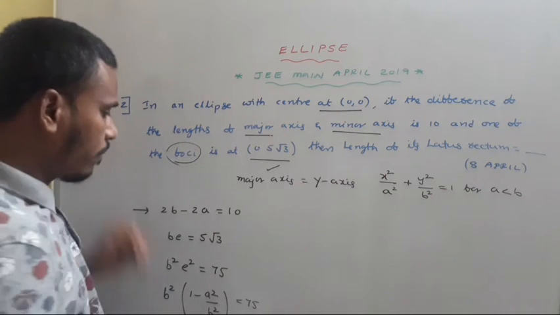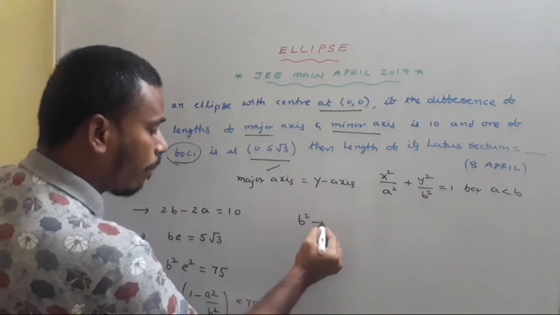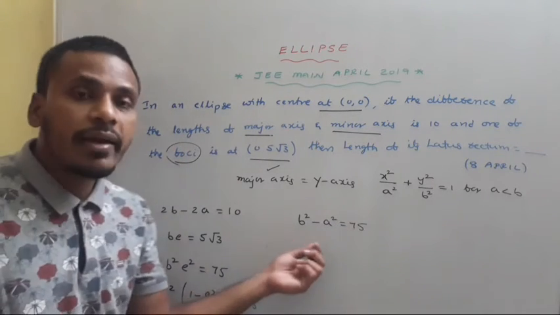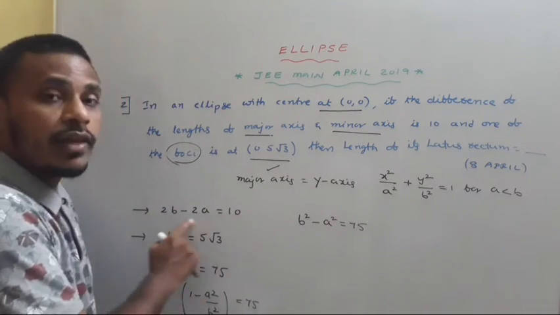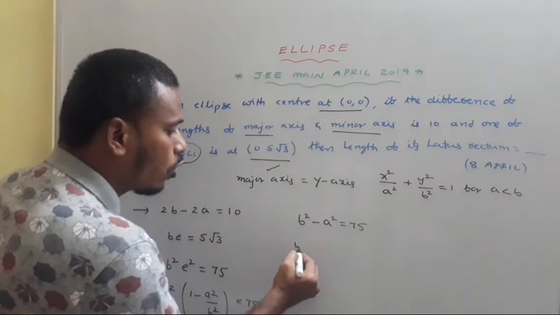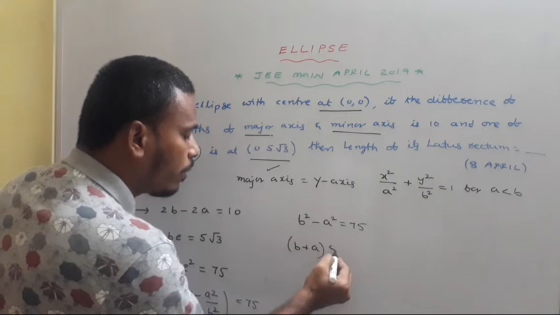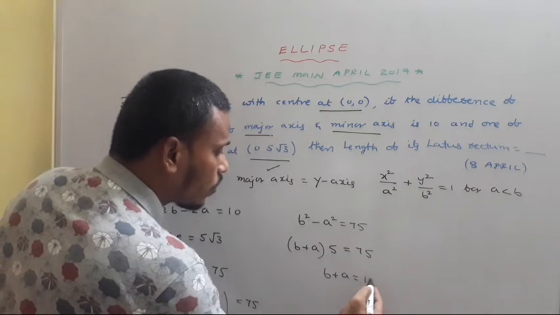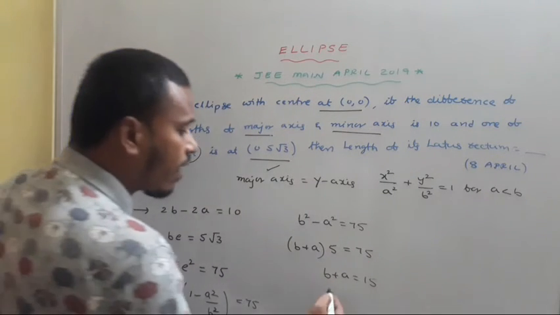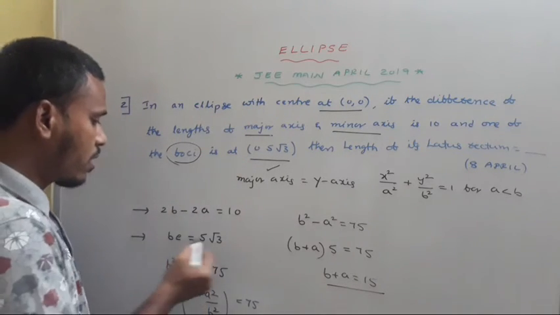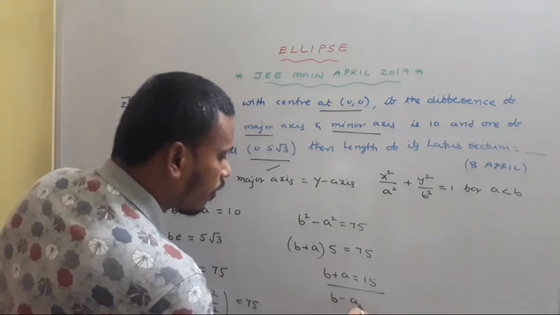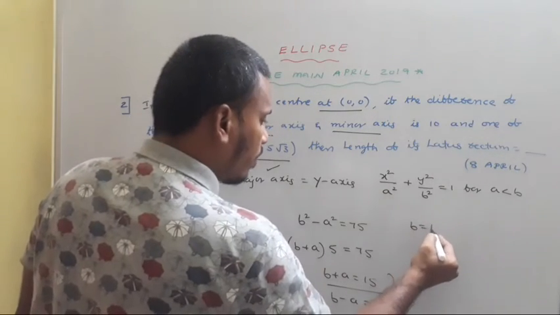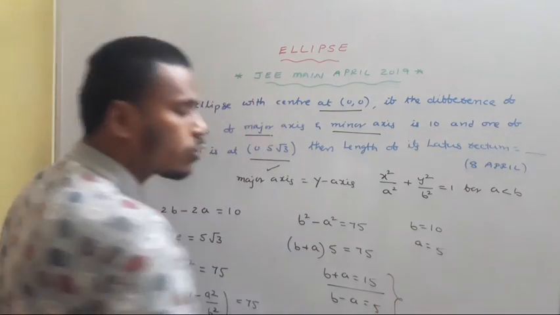And if you multiply, b square minus a square is equal to 75, and from here we have b minus a as 5, so b plus a into b minus a, that is 5, is equal to 75, and b plus a is equal to 15. So we have b plus a and b minus a as 5. Solve these two to get the values of b and a. If you solve, I think we will get b is equal to 10 and a is equal to 5.